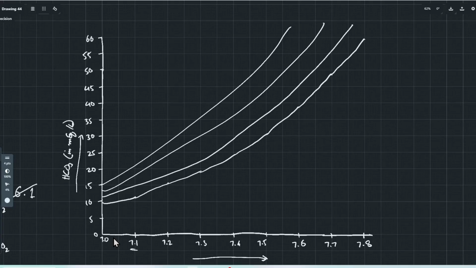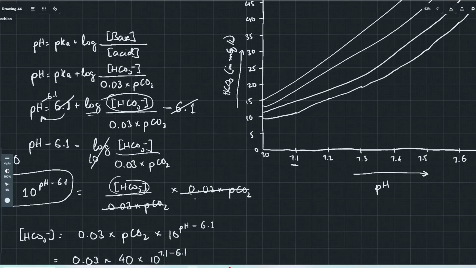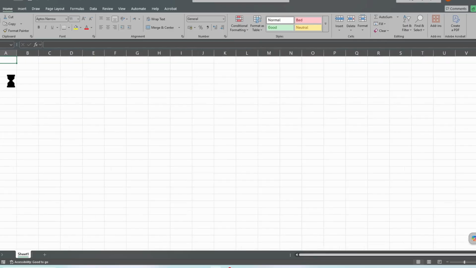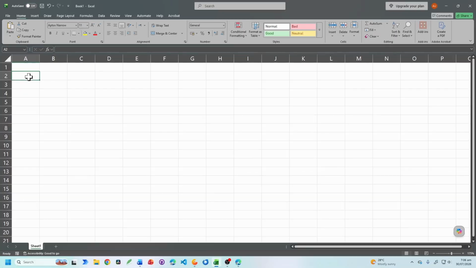To do so in less time, we can take a shortcut, and we will use Microsoft Excel for this. That would make this much easier. So here I have Microsoft Excel, and let's start working on this. Let me zoom into it.